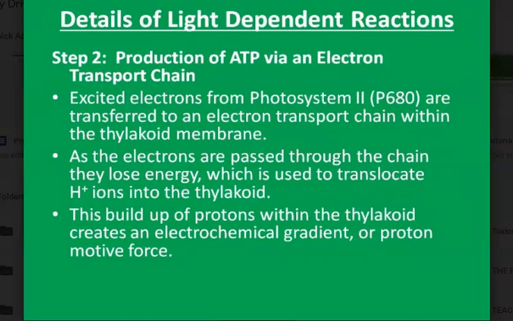And step two, as we said, is the production of ATP via an electron transport chain. The excited electrons from photosystem 2 are transferred to an electron transport chain within the thylakoid membrane. As the electrons are passed through the chain, they lose energy, which is used to translocate hydrogen ions into the thylakoid. Now, this buildup of protons within the thylakoid creates an electrochemical gradient, or what we call the proton motive force. We mentioned that that's the chemiosmosis that we're talking about here.